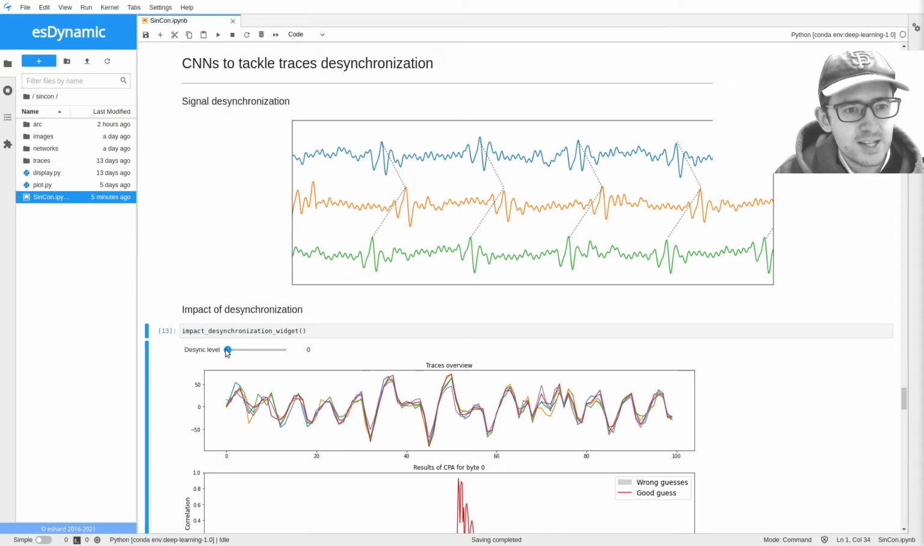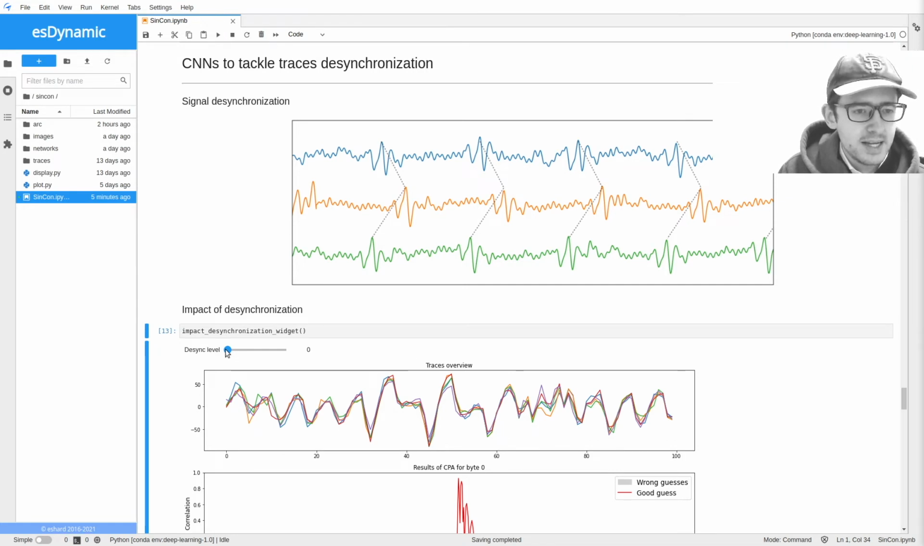Okay, so another example that we can study is how we can use specific network architectures like convolutional neural networks, for example, to solve some problems from side-channel analysis. One common problem that we face in side-channel is what we call signal desynchronization. And so this happens, for example, when we collect multiple traces from an oscilloscope.